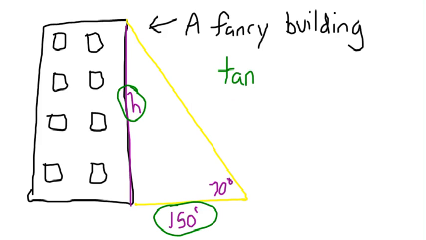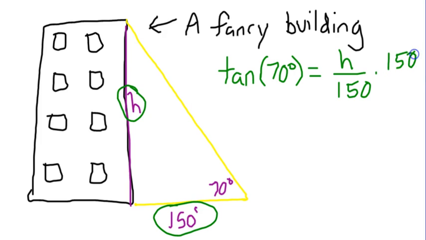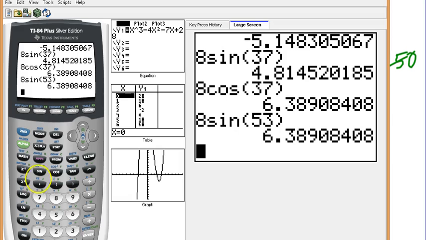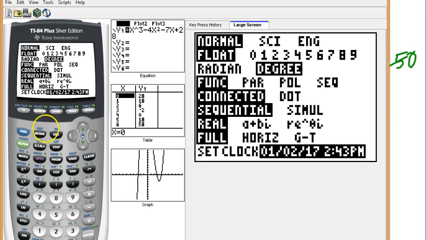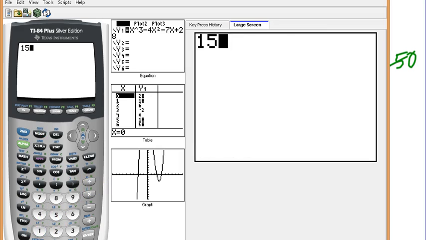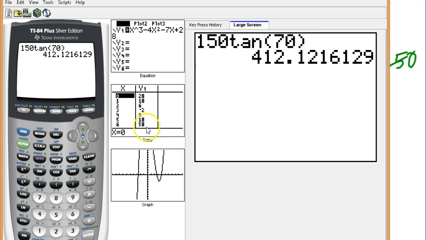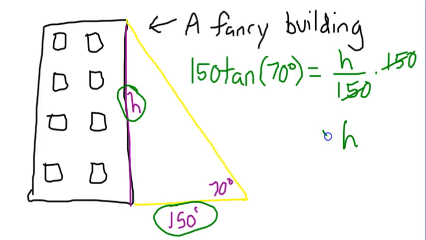So the tangent of 70 degrees is equal to h over 150. And now, just like the last problems, all we need to do is multiply both sides by 150. And then if we use our calculator, make sure we're in degree mode still. 150 times the tangent of 70 degrees. Close off that parenthesis, and we get 412.12. We could probably just round that to h is approximately 412 feet.